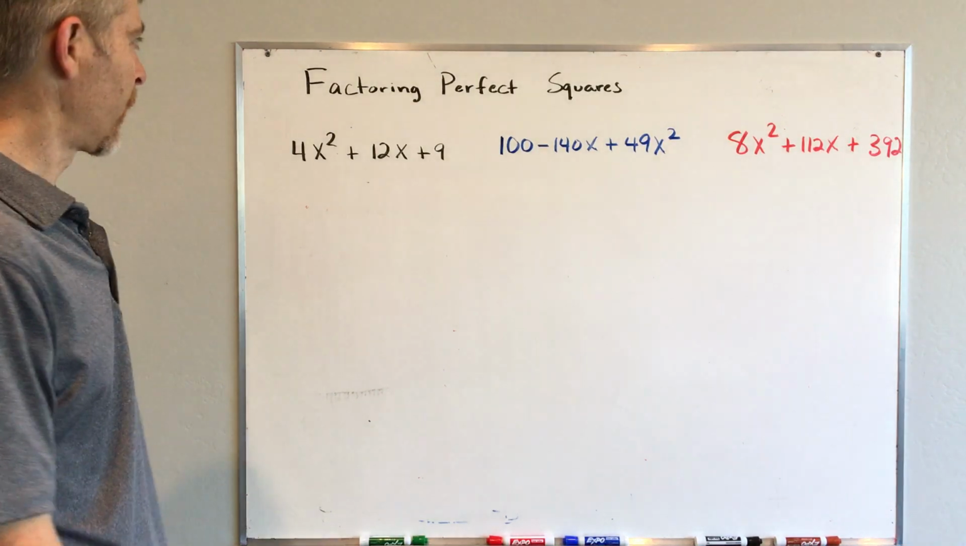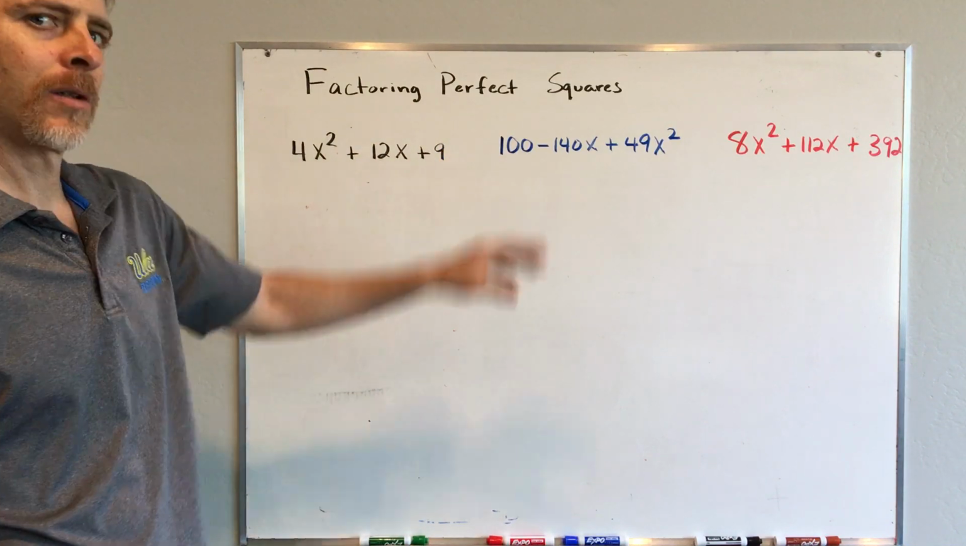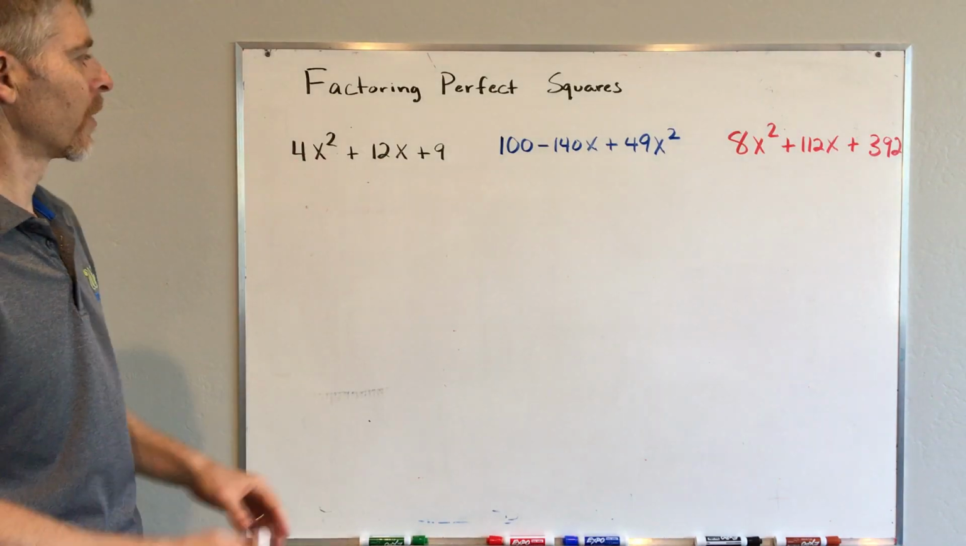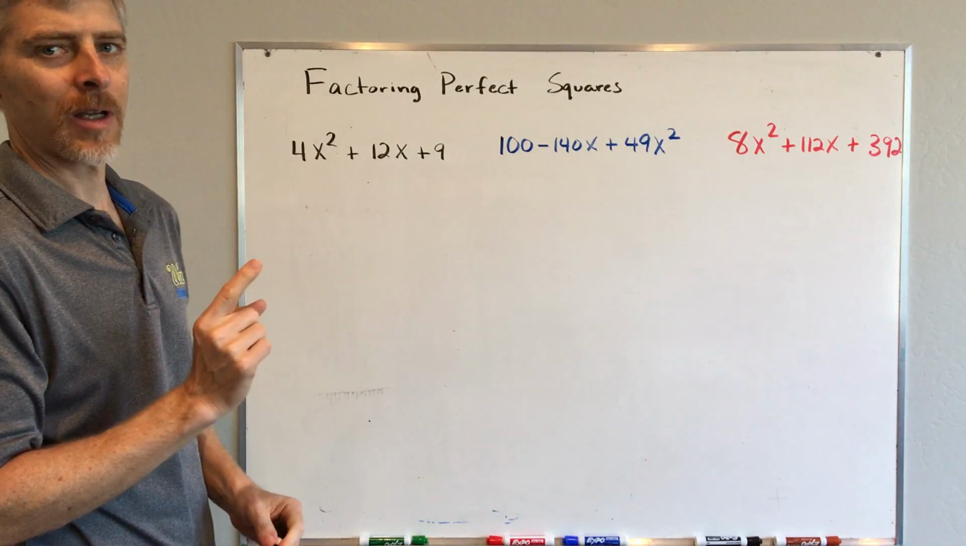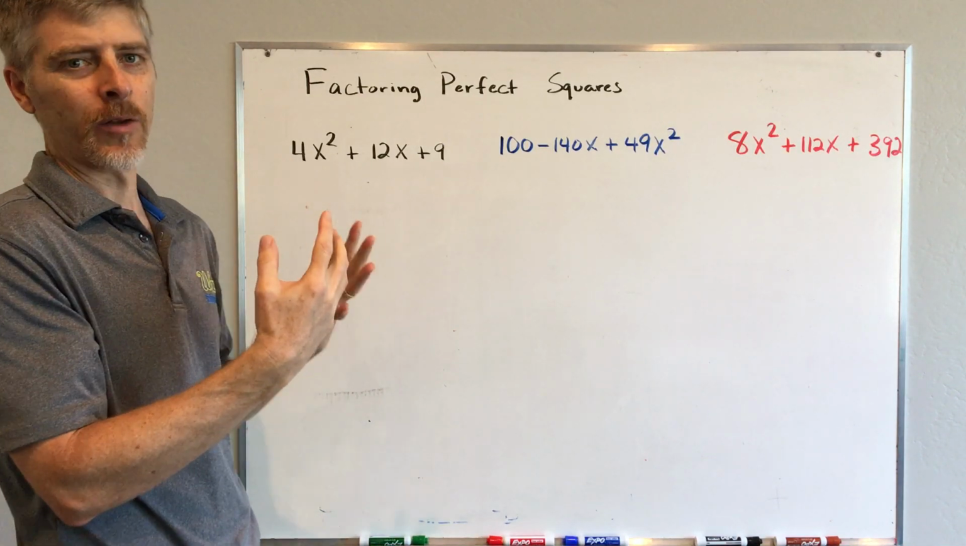All right, we are factoring perfect squares. So these are special trinomials that factor in a special way. Let's look at the first one. You should always try to factor out a greatest common factor because that'll make everything smaller numbers.